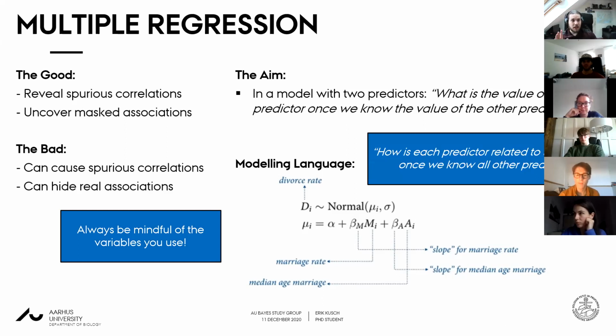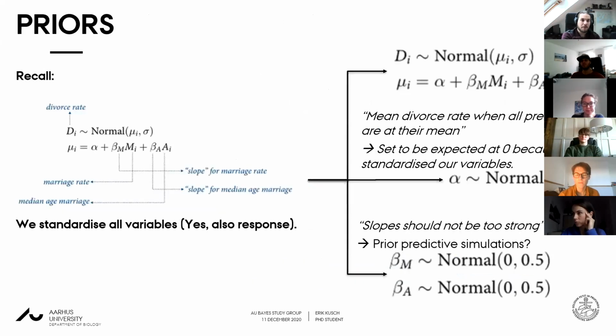So again, I should have probably had this pop up earlier. The big question we're answering here is, how is each predictor related to the response once we know all the other predictors except this one predictor that we're currently looking at? That's the generalization from this two-predictor example that I threw up earlier.